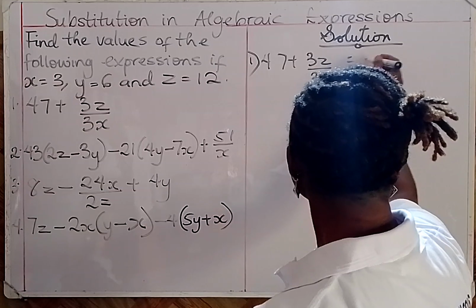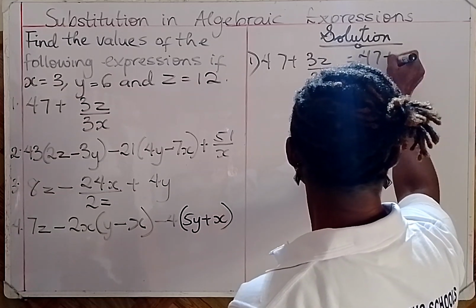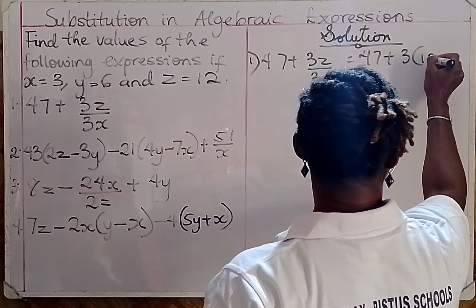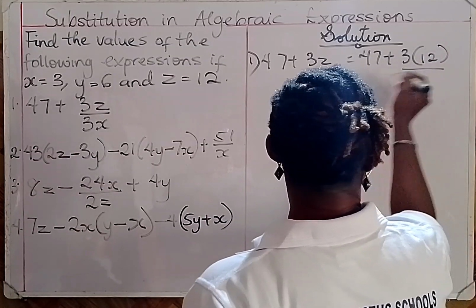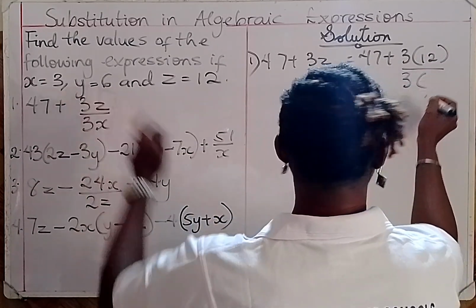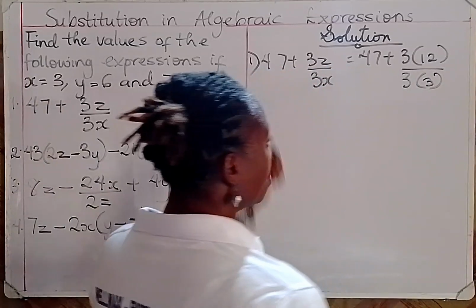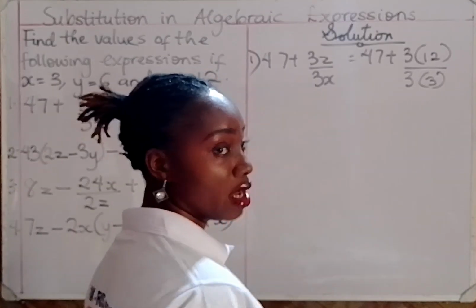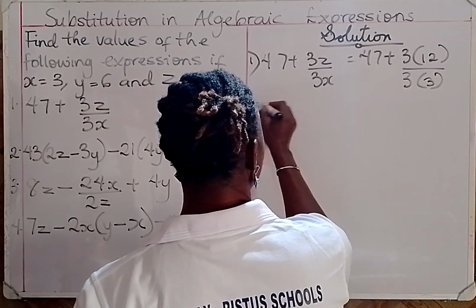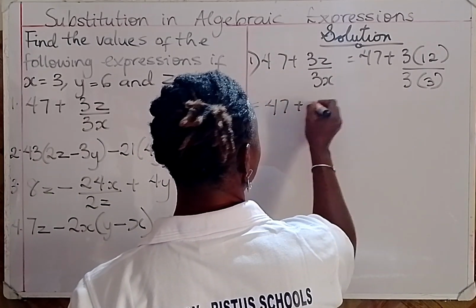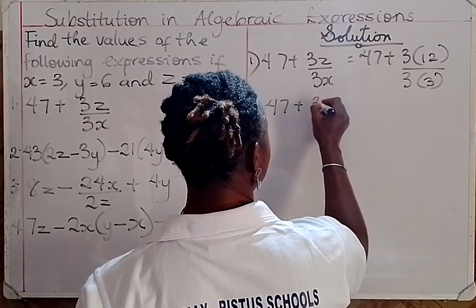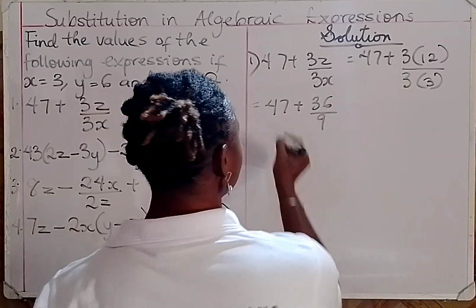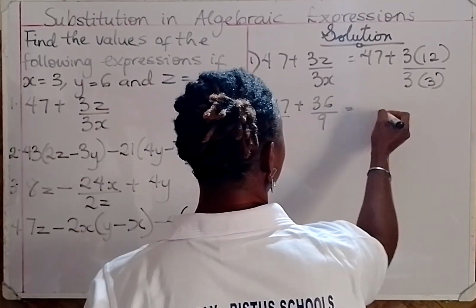So from here we have 47 plus 3, z here is what? 12, over, and our x here is what? 3. So we've already substituted x for 3 and z for 12. So we're going to multiply them out and expand the equation. So 3 times 12 is 36, over 3 times 3 is 9, right? So over 1.